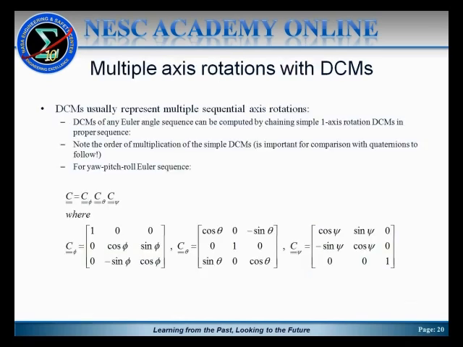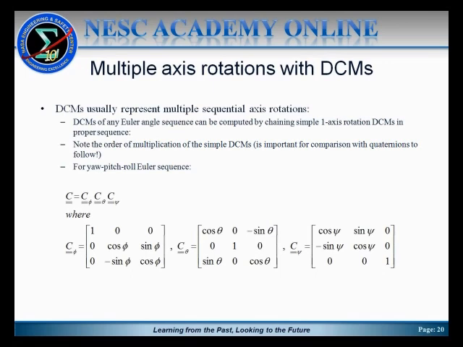Just as a matter of summarizing or reviewing DCMs, typically DCMs represent multiple sequential axis rotations. As I described earlier with Euler angles, you define typically 3 individual rotations about different axes, and the DCMs can be represented by just chaining simple one-axis DCMs into the proper sequence, as I'll describe here for our traditional yaw, pitch, roll sequence. But I want you to note here that the order of multiplication of these simple DCMs is very important for comparison with quaternions to follow.